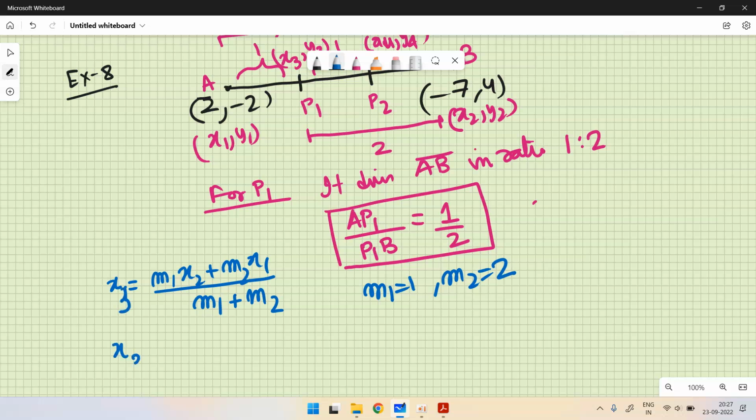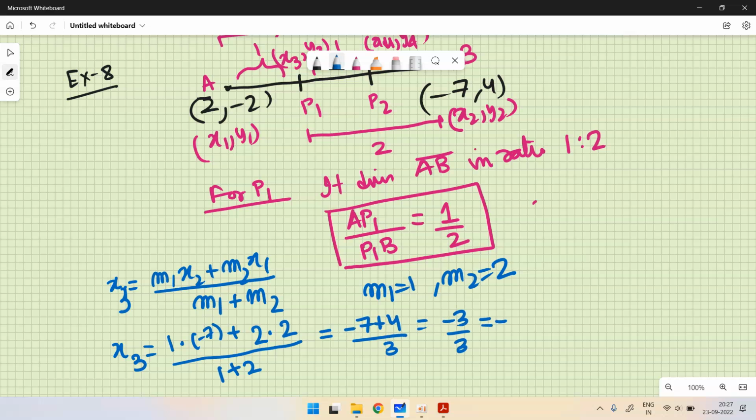So x3 will be equal to m1, which is 1, into x2. x2 is given to be minus 7, plus m2, which is 2, into x1, x1 is 2, upon m1 plus m2. What is m1 plus m2? 1 plus 2. This is minus 7 plus 4 by 3 equals minus 3 by 3, which is minus 1. So x3 is minus 1.